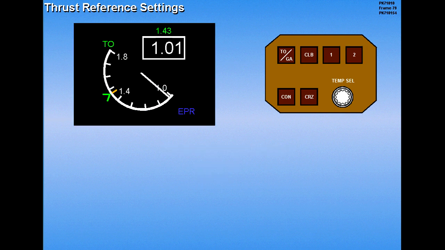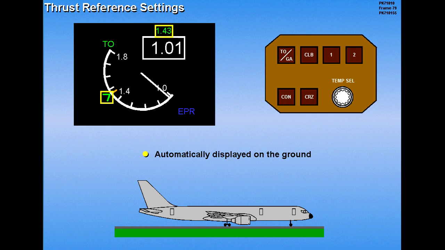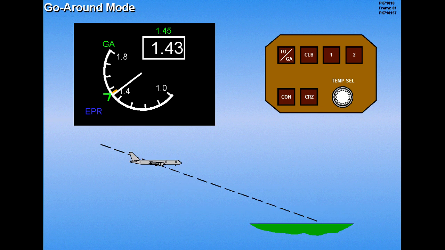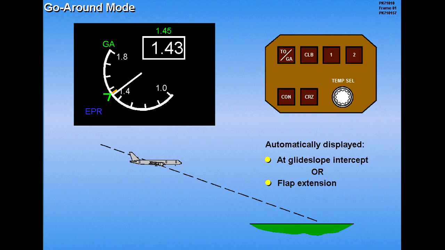The selected limit is displayed as a digital readout and a green reference bug. On the ground, the takeoff limit is automatically displayed. Pressing the takeoff go-around switch while airborne displays the go-around limit for go-around thrust. The go-around thrust limit is automatically displayed at glide slope intercept or when flaps are extended.